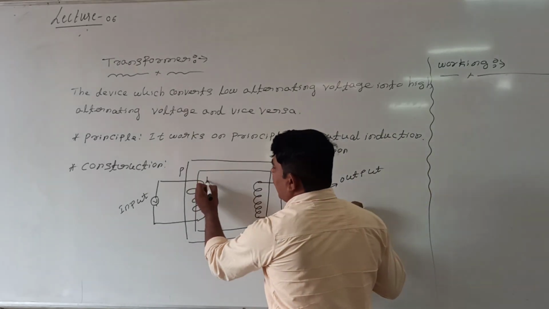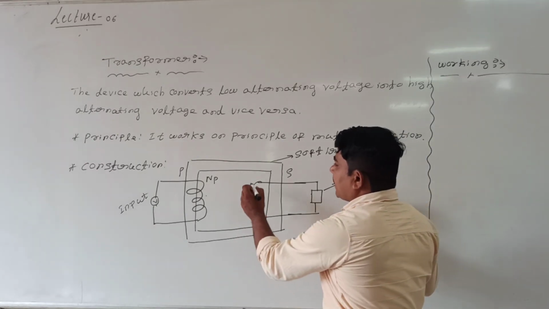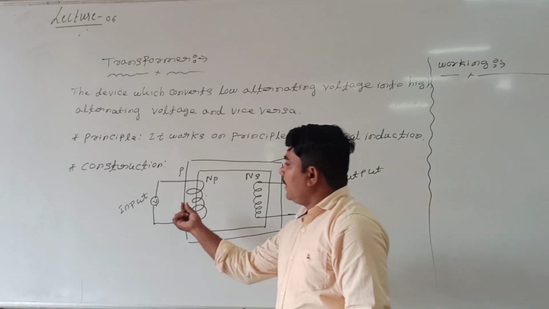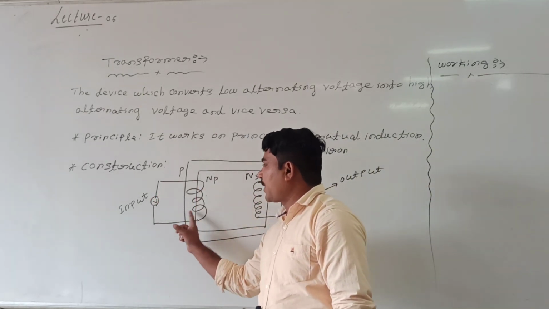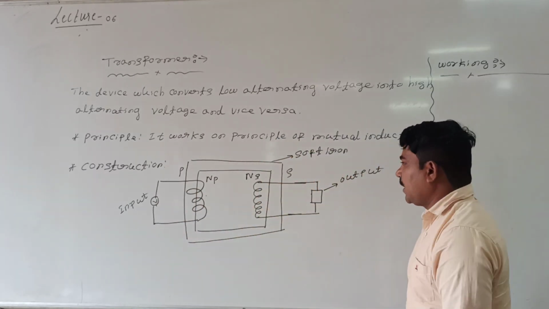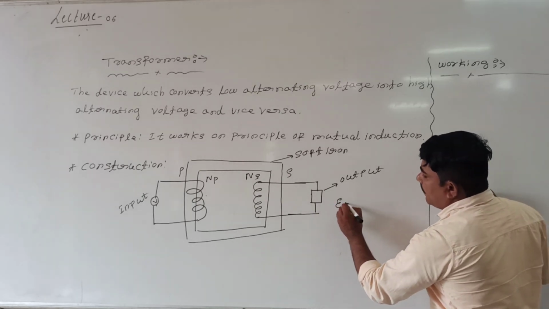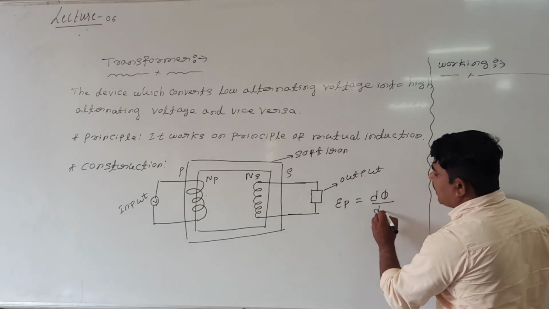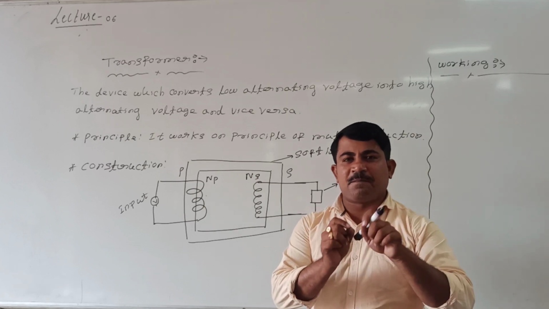Consider the primary coil contains this many turns, and the secondary coil contains this many turns. Whenever input voltage is applied, the magnetic flux linked with the primary coil changes. So what is the EMF in the primary coil according to Faraday's second law? According to Faraday's second law, the magnitude of EMF induced in the primary coil, how much is it? The magnitude is equal to the rate of change of magnetic flux.